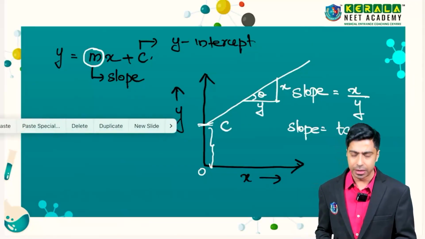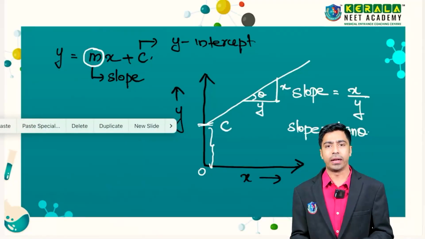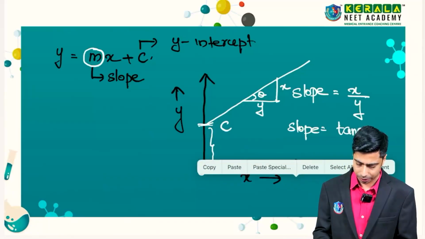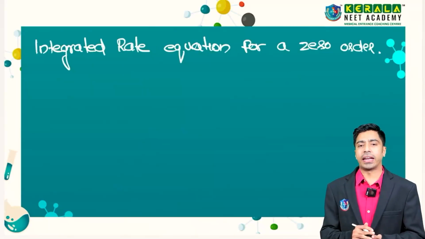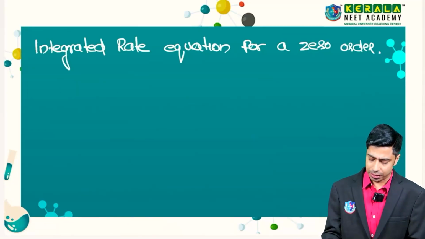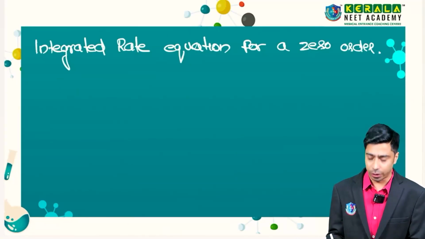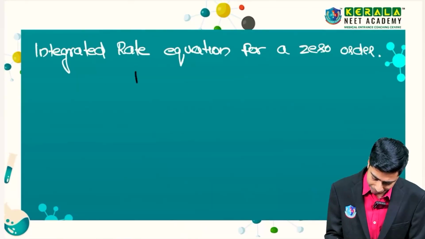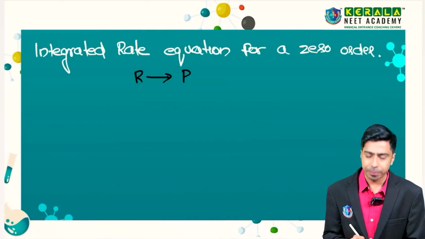Now let's consider the integrated rate equation for a zero order reaction. Consider a zero order reaction R giving P.